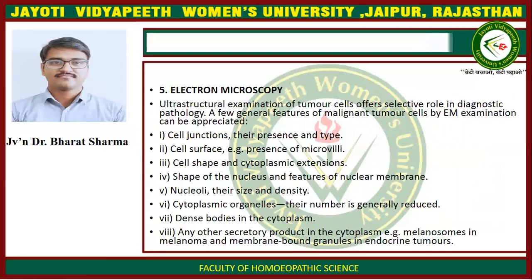Electron microscopy. Ultrastructural examination of tumor cells offers a selective role in diagnostic pathology. A few general features of malignant tumor cells by electron microscopy can be appreciated: cell junctions, their presence and type; cell surface, that is presence of microvilli, cell shape and cytoplasmic extensions; shape of the nucleus and features of nuclear membrane; nucleoli, their size and density; cytoplasmic organelles, their number, in general they are reduced; dense bodies in the cytoplasm; and any other secretory product in the cytoplasm, that is melanosomes in melanoma, and membrane bound granules in endocrine tumor.